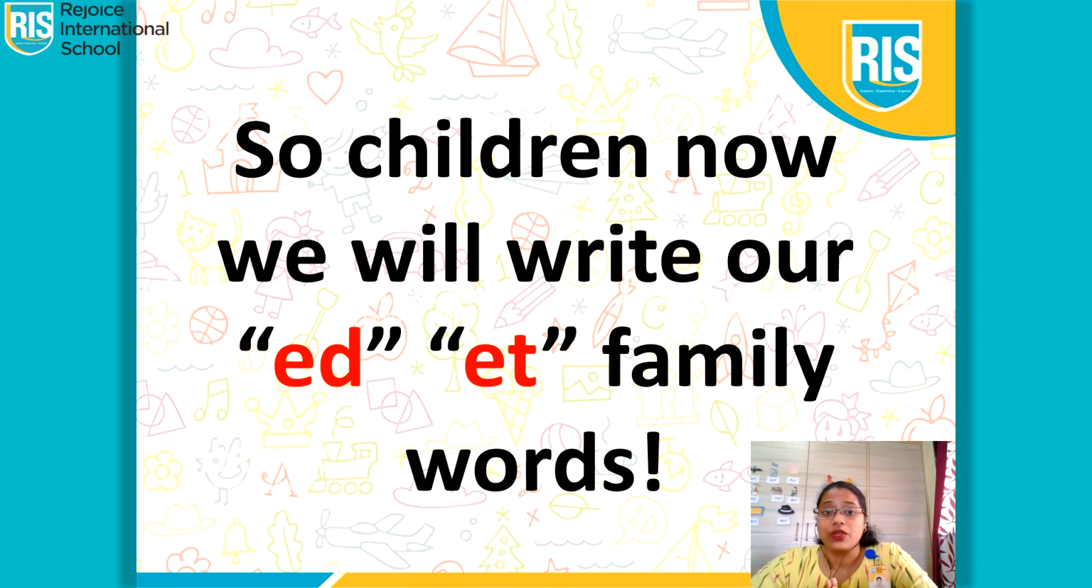Now we are going to write the words from the ED and the ET word family. Alright, I hope we all are clear as to how to spell the words from the ED and the ET word family and there is no confusion. Remember the trick. The last two letters of the ED family will always be ED and the last two letters of the ET word family will always be ET.